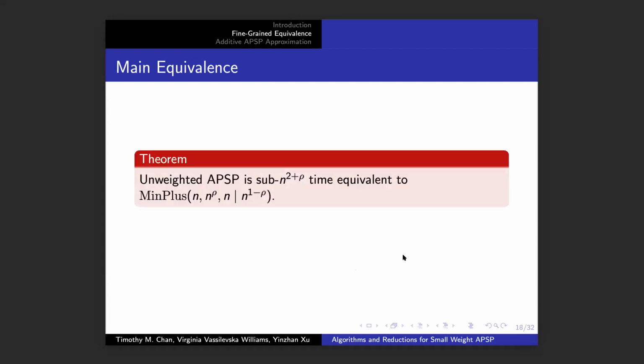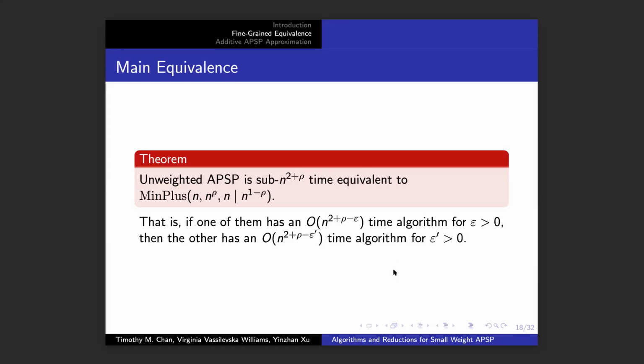With ideas from Zwick's algorithm, we can prove our main equivalence that shows unweighted APSP is truly sub n to the 2 plus rho time equivalent to these instances of min-plus product. So if one of them has a faster than n to the 2 plus rho time algorithm, then so does the other.